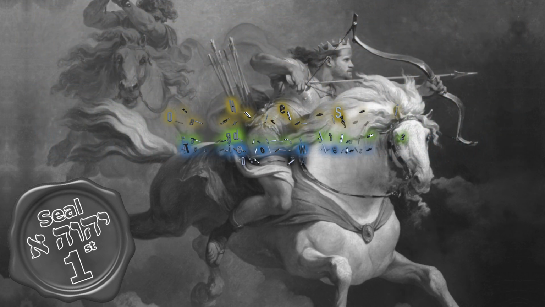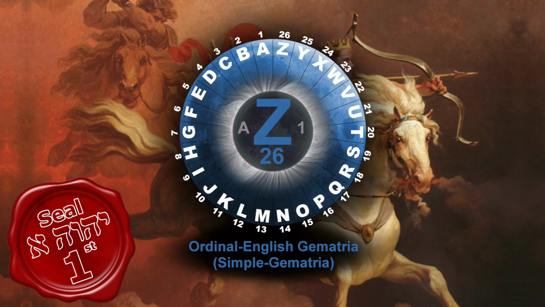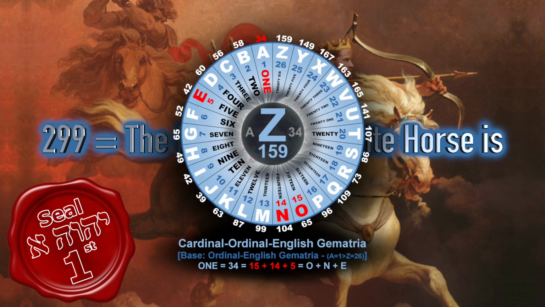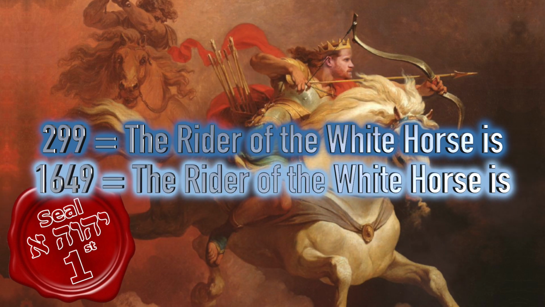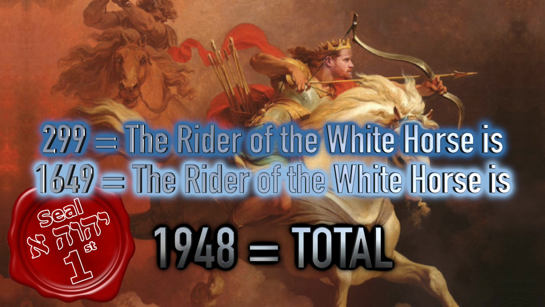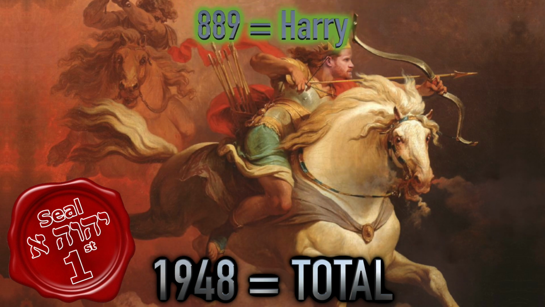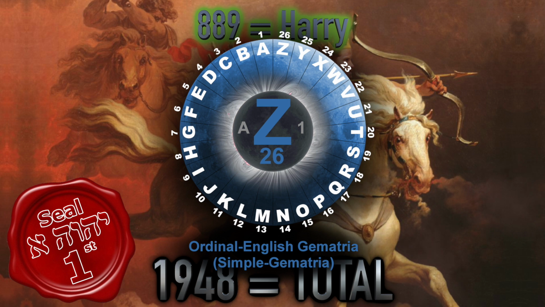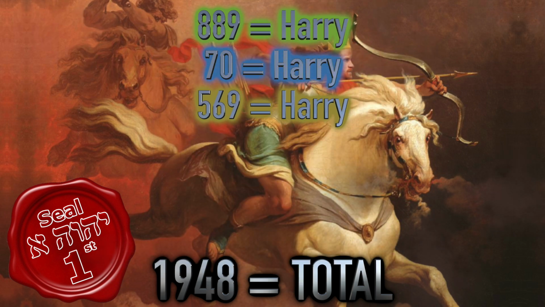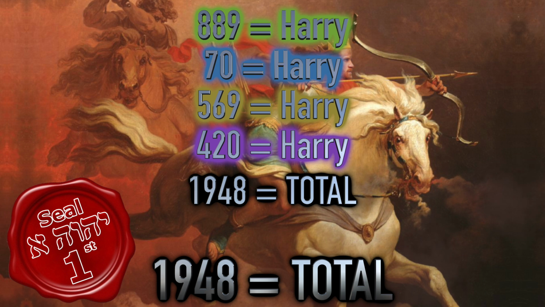The following two calculations are combination calculations that both equal 1948. Using Ordinal English Gematria, the rider of the white horse is equals 299, and using Cardinal Ordinal English Gematria, it equals 1649. If we add these two numbers up together, we get 1948. Also equaling 1948 is the following combination. Using Standard English Gematria, Harry equals 889, and using Ordinal English Gematria, it equals 70, and using Jewish Old English Gematria, it equals 569, and using Base 6 English Gematria, it equals 420. If we add these numbers up together, we get 1948.